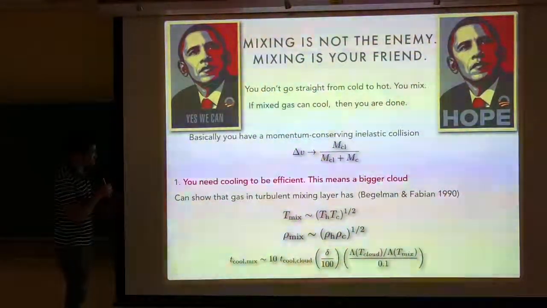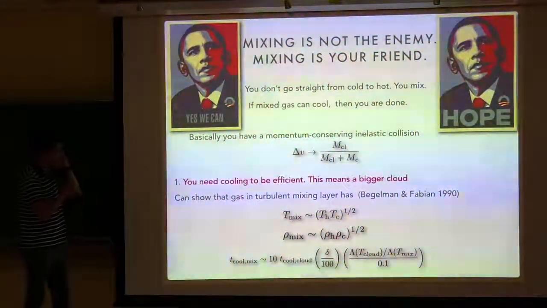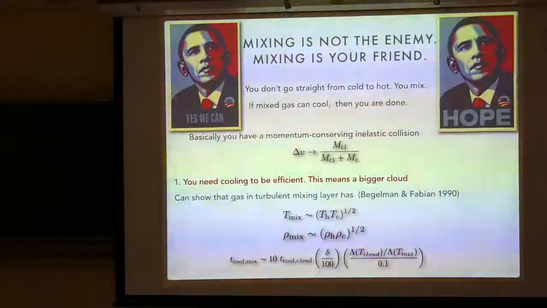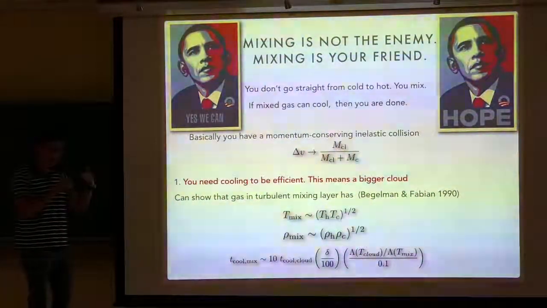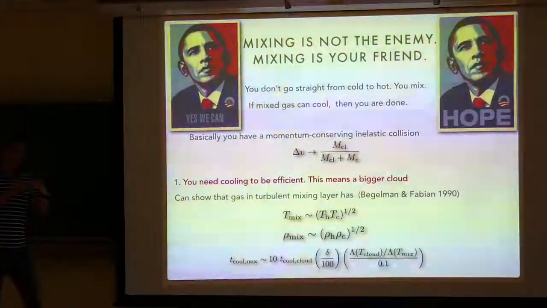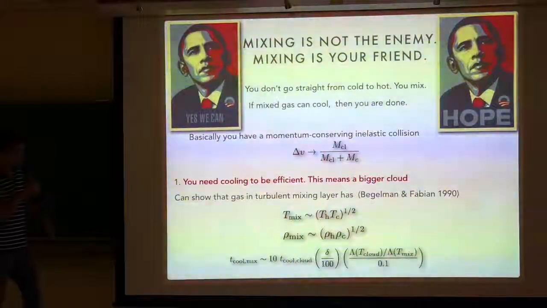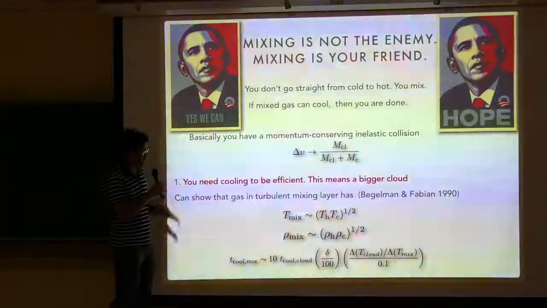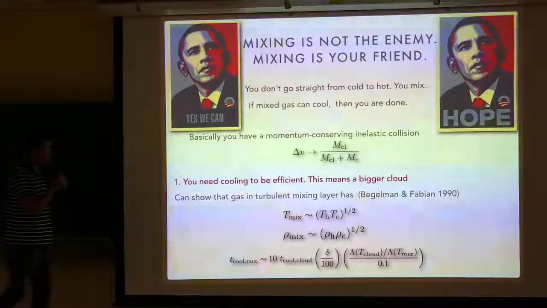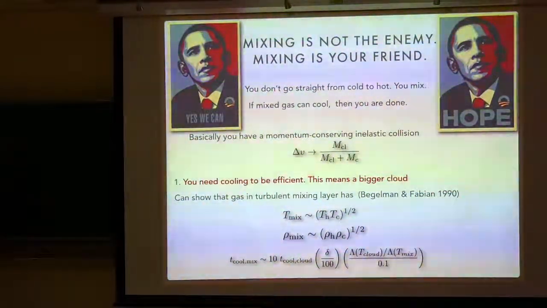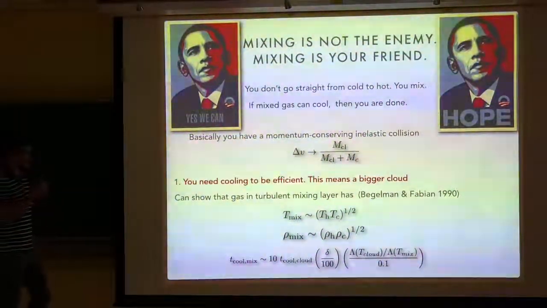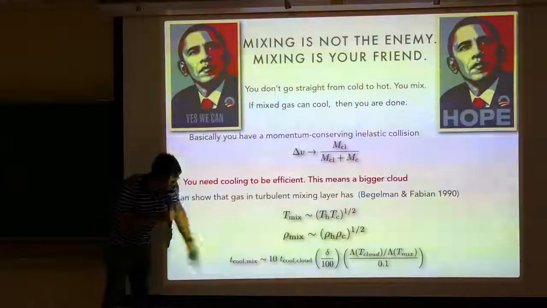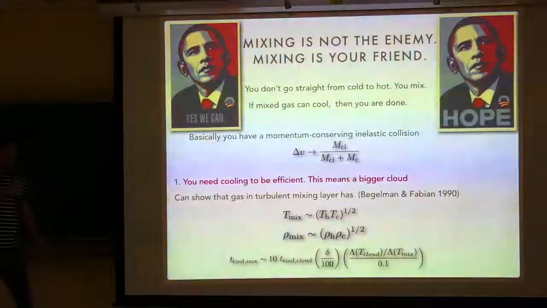So what does this mean? What do you need for this to work? You need cooling to be efficient. And what do I mean by that? You can show that if you have a radiative Kelvin-Helmholtz instability, the characteristic temperature of the mixed gas is of order the geometric mean of the hot and cold gas temperatures. And in pressure balance, so is the density, the geometric mean. And so you can calculate the cooling time of the mixed gas, and it's not that big.